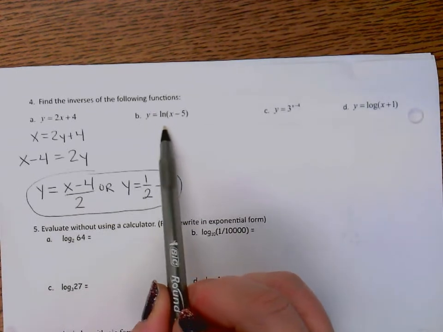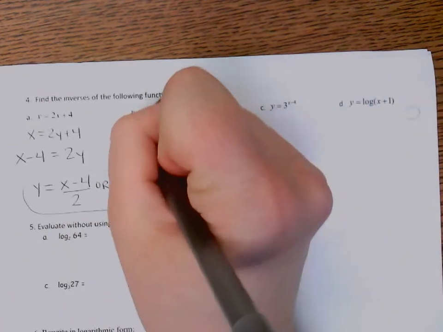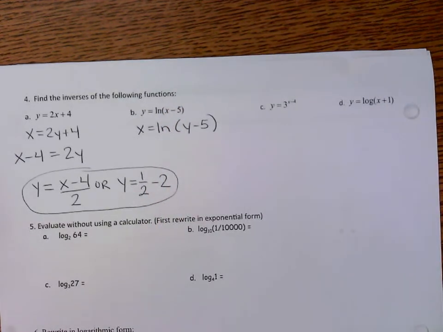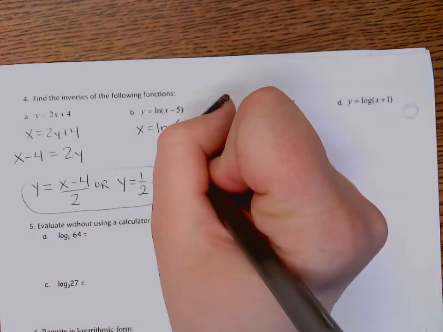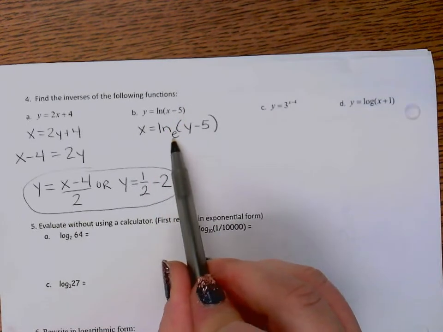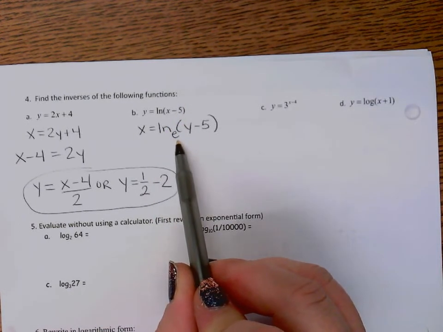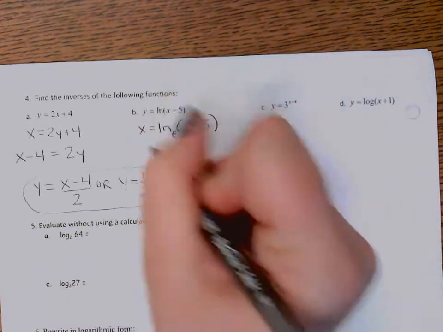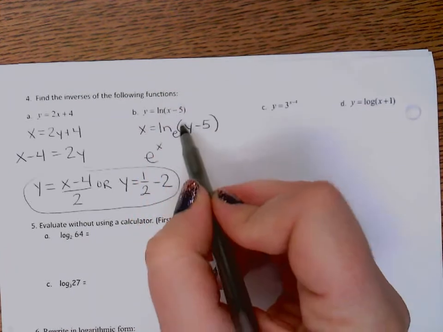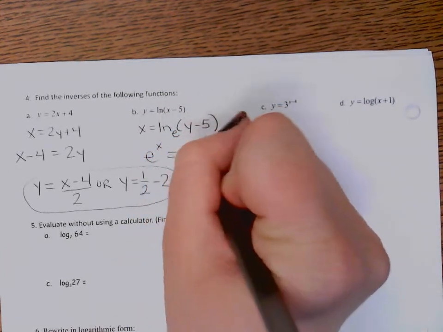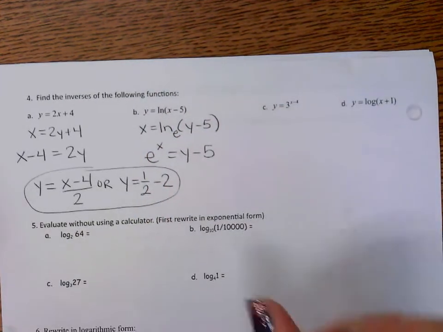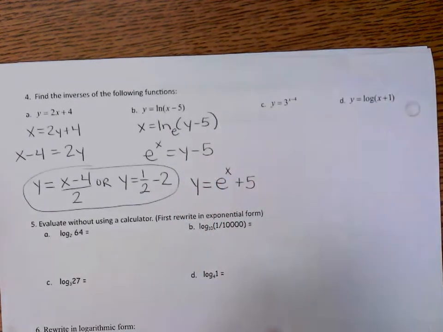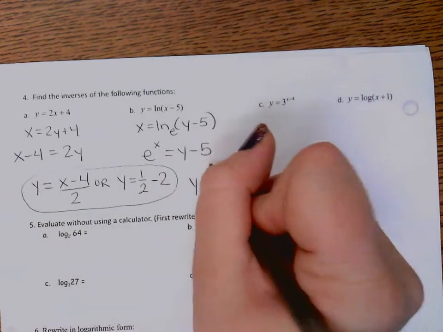This is a log function, and so its inverse will be exponential, as you'll see. So your first step is to switch x and y. Your second step, if there's no base, you need to give it a base. Natural log has a base of e. Common log over here will have a base of 10 when it's not written in. Change to exponential form. So e raised to the x power is equal to y minus 5. So my last step would be to add 5 to the other side. So my inverse will be y equals e to the x plus 5.